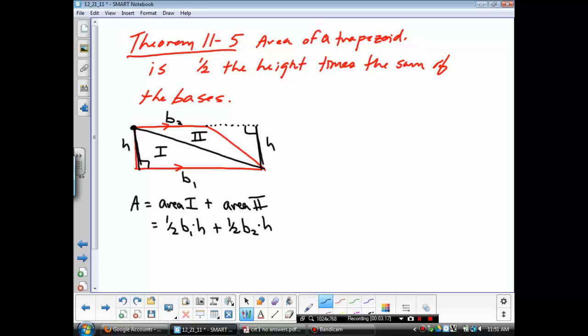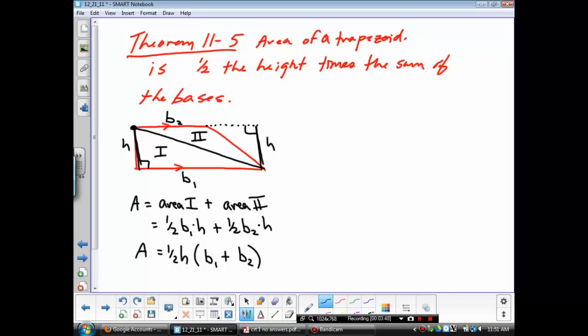Now, using the distributive property, you can factor out the 1/2. You can also factor out the h. So our result for the area of the trapezoid is going to be 1/2 the height times, and then what will be left in this first term is base 1, plus what will be left in the second term is base 2. So the area of a trapezoid is 1/2 the height times the sum of the bases.